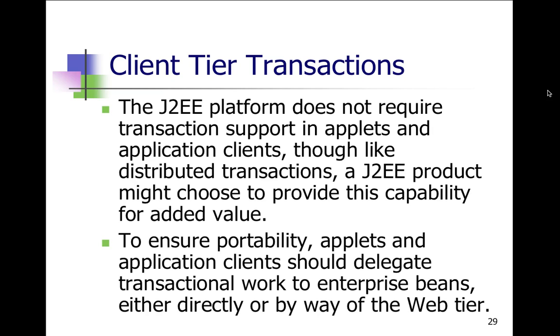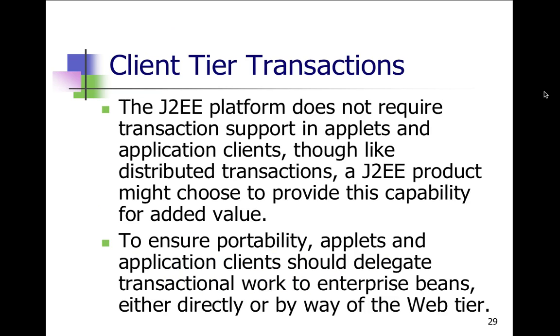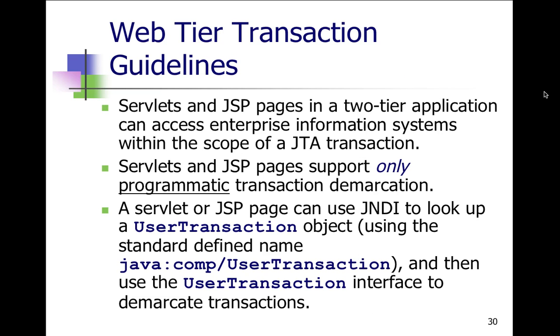To ensure portability, applets and application clients should delegate transactional work to enterprise beans. Let them do it on the server, either directly or by way of the web tier. Make a bean function out of it. Beans are just small little Java programs. I don't know why they call them beans, I guess because they're small. People get caught up on the terminology and say, I don't know how to create a bean. It looks and acts like a regular Java program. It is a Java program. It's called a bean because it's so small and it acts like a resource manager. It's the terminology.